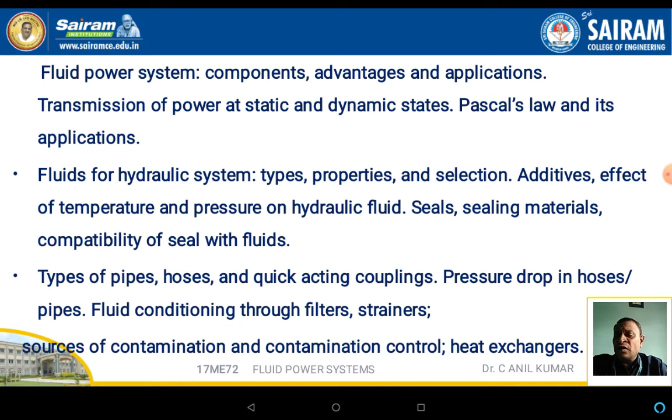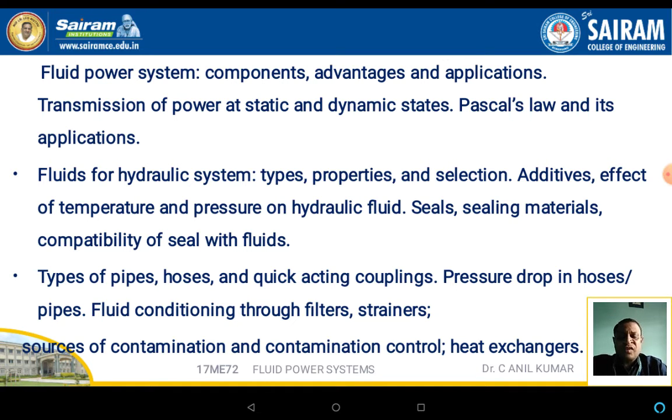The second important topic is the fluid for hydraulic systems: the types, properties and selection of the fluid material, additives, effect of temperature and pressure on the hydraulic systems, the sealings and sealing materials, and compatibility of the sealing with the fluids.